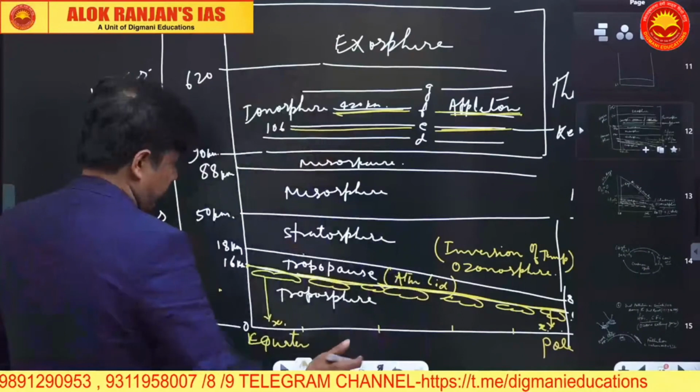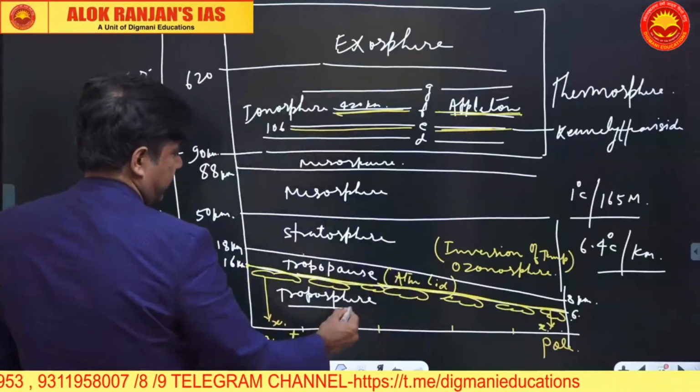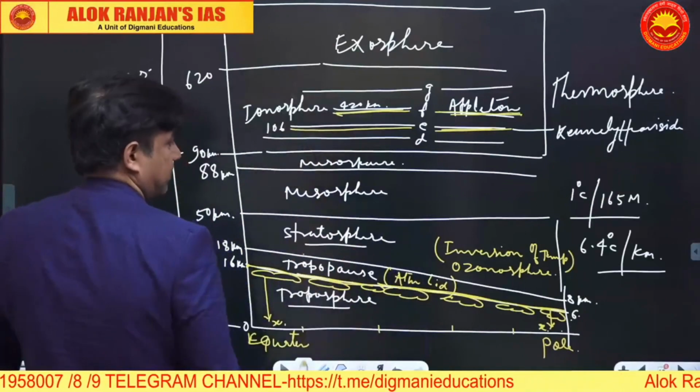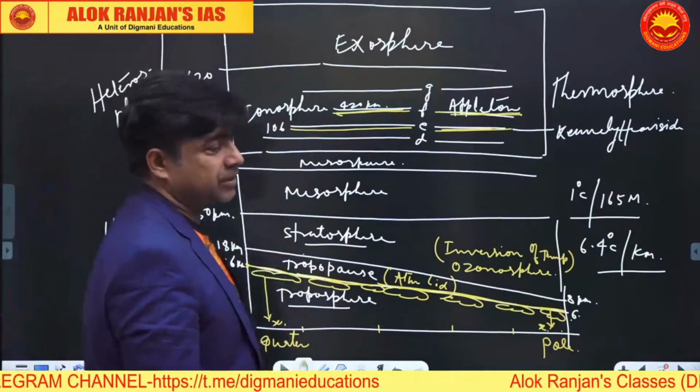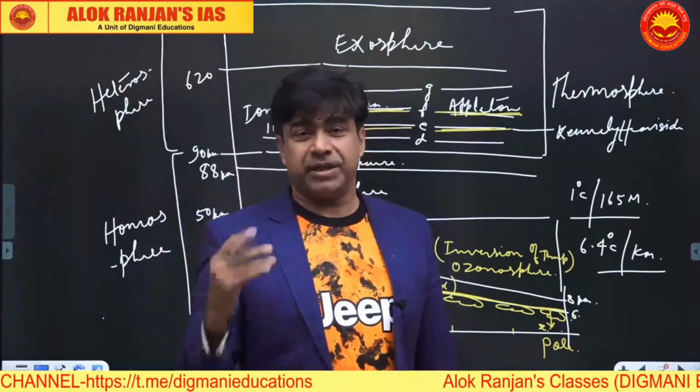What have we done? We have done troposphere and stratosphere. Okay, now we have 3 more layers to do, which I will be doing in my next class.